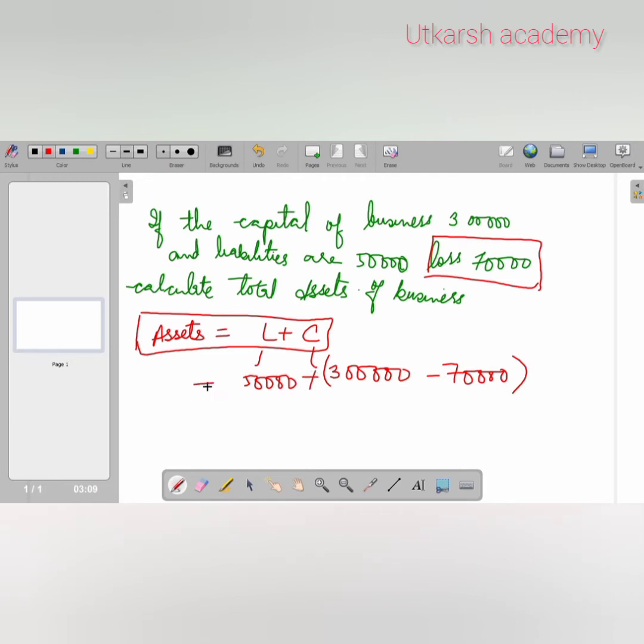So what will be the total assets? Tell me. 50,000 plus 2,30,000. So what will be the right answer? 2,80,000. This is the criteria to find assets. Now we will see the next example.